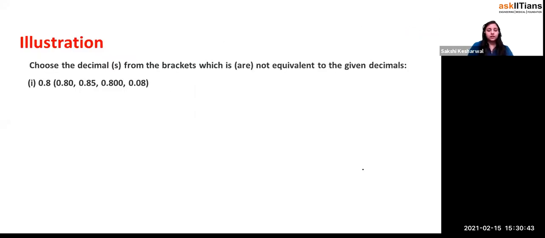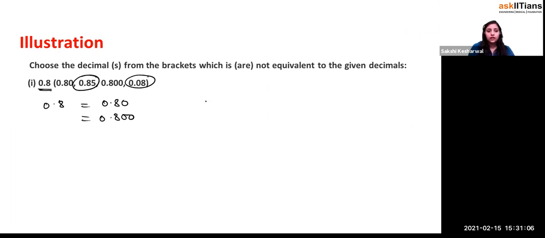Okay. Now let's come to the illustration. What does the question say? It says choose the decimals from the bracket which are not equivalent to the decimal. So it's written 0.8, right? So its equivalent will be what? 0.80, right? It will be 0.800, yeah?